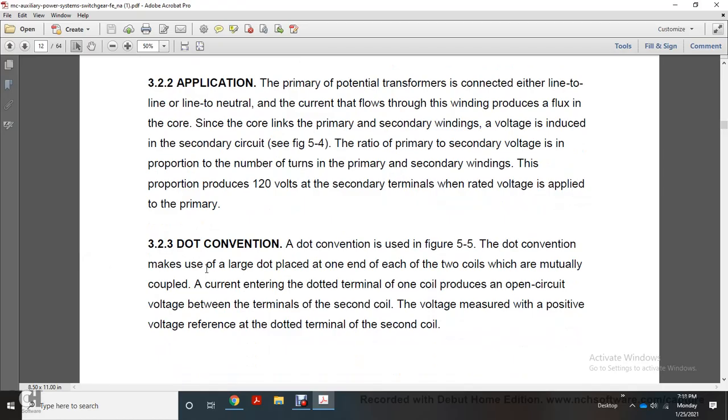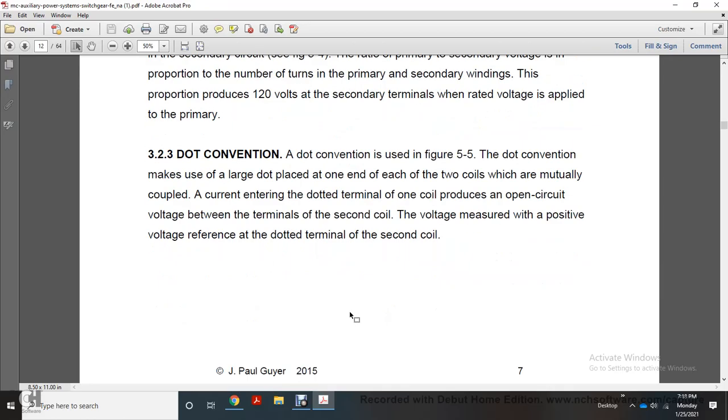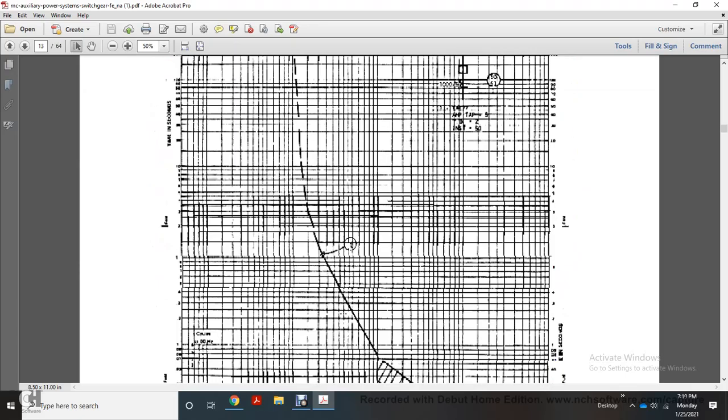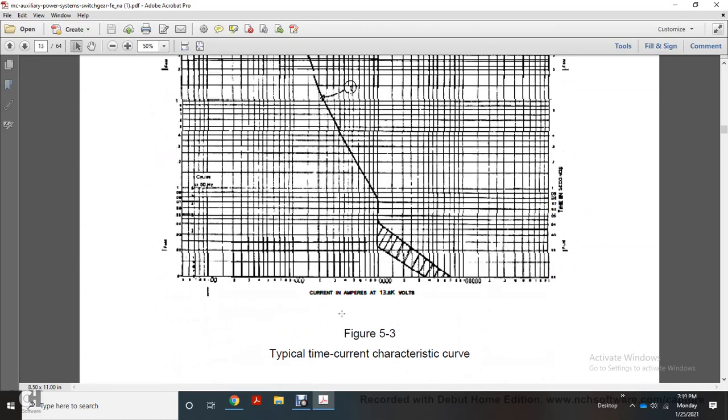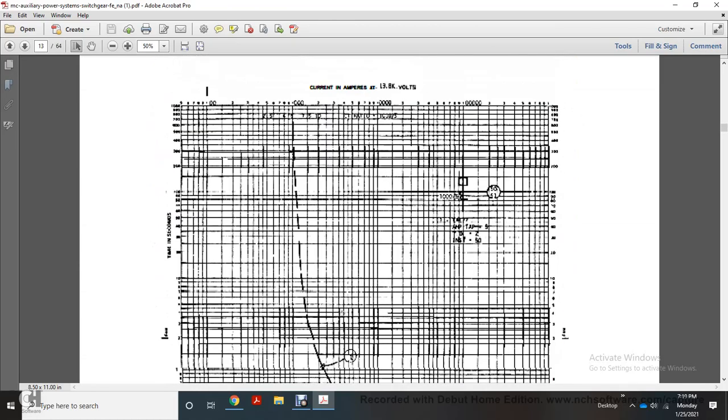Dot convention, used in Figure 5.5. The dot convention places a large dot at one end of each of two mutually coupled coils. Current entering the dotted terminal of one coil produces an open circuit voltage between the terminals of the second coil, measured with a positive voltage reference at the dotted terminal of the secondary coil. So Figure 5.3 shows the typical current characteristic curve.